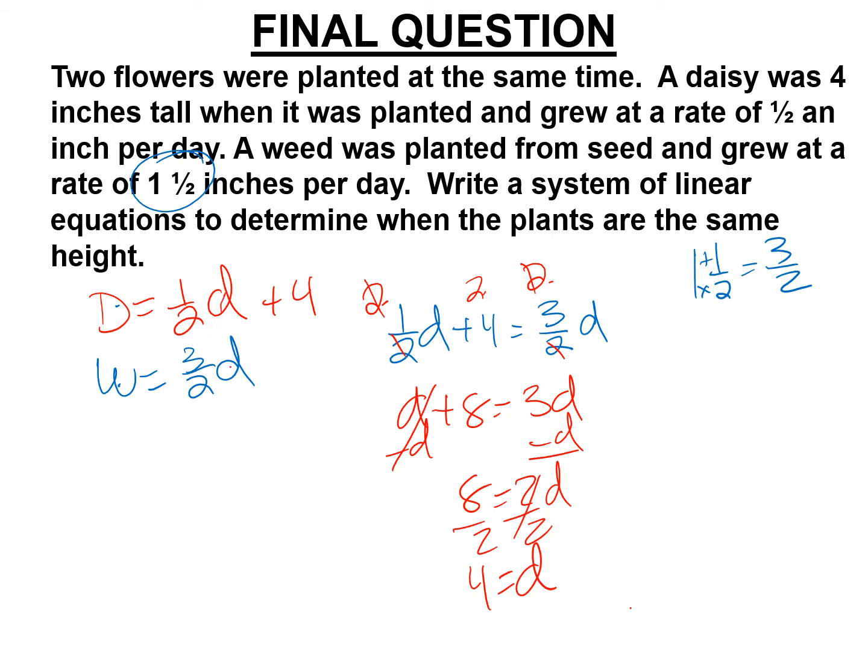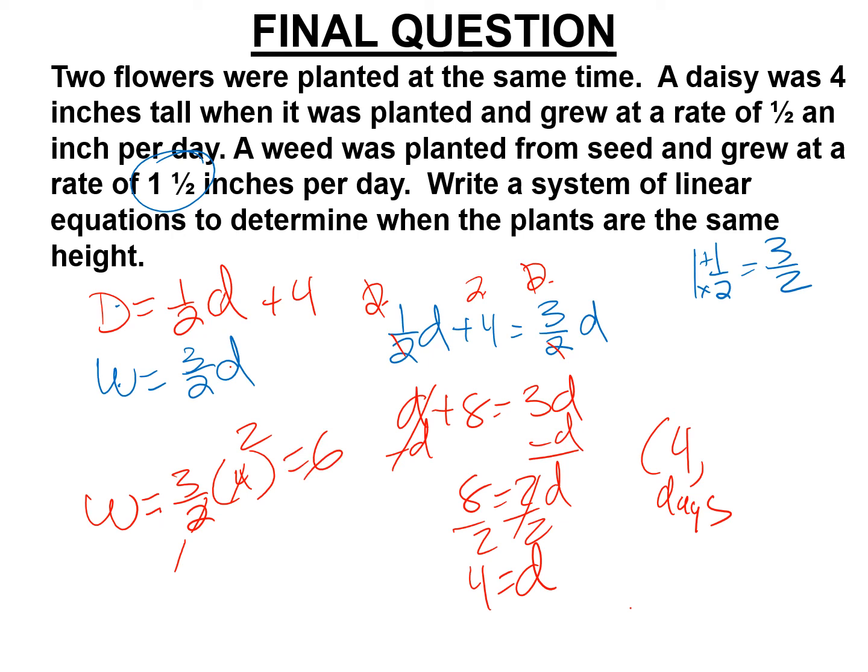So at 4 days, but at 4 days, how tall were they? Well, I'm going to put the 4 in either one. Let's do the weed just to do that. 2 cancels with the 4, and that equals 6. And both of them we'll see at 4. And does it say inches? Yeah, it's 6 inches after 4 days for both the weed and the daisy.